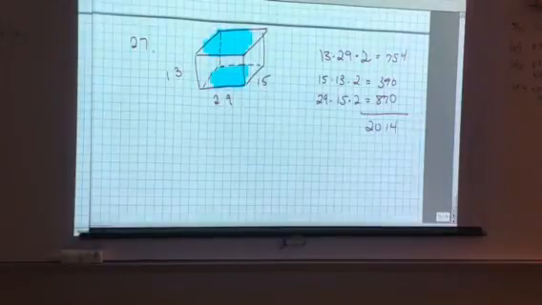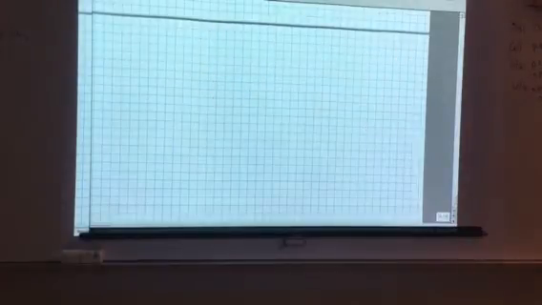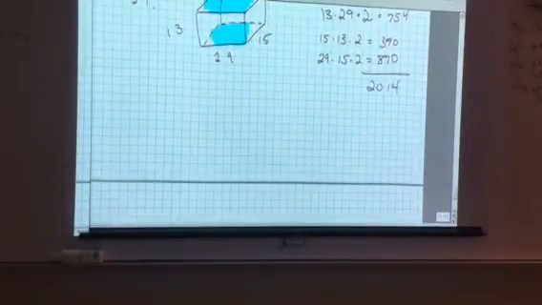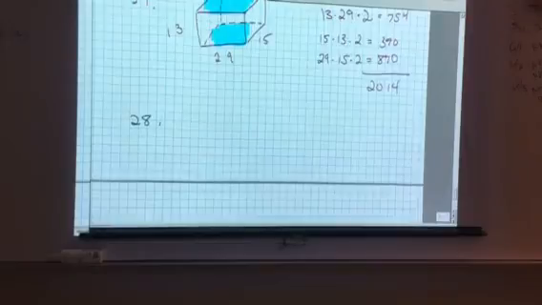Or is that a 25? Must be a 25 in that diagram. Double checking my measurements. Something seems a little weird. I bet it's a 25 instead of a 29. But that is how you do the problem, so I must have just used the wrong number. Anyways, 28. Sorry about that.